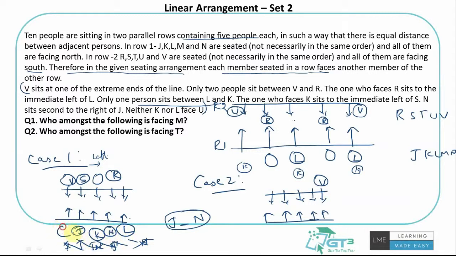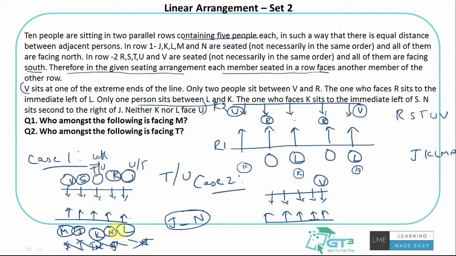So that means I am left with J, K, L, N. So M must be sitting here. Neither K nor L face U. So what am I left with? M, J, K, N, L as the 5 people sitting. V, S, there's one empty slot. R is sitting here and there's another empty slot. So what are the people left? T and U. So if T sits here, U must be sitting here. So the possibility is TU or UT.